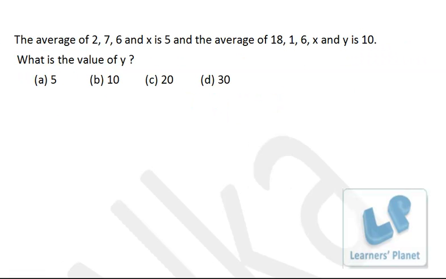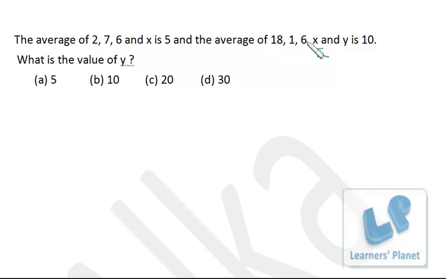Now this question can be done mentally. The average of 2, 7, 6 and x is 5. That means 2 plus 7 plus 6 plus x, that is the sum of these 4 observations, should be 4 into 5, 20. Right? So the value of x can be calculated easily. 7 plus 6, 13, 13 plus 2, 15. So 15 plus x is 20, that means x is 5. Right? So we got the value of x.